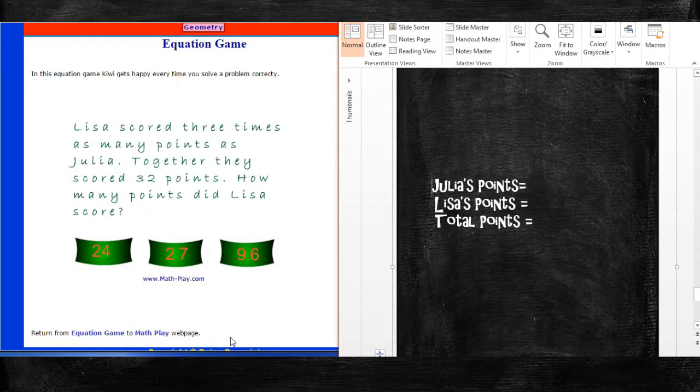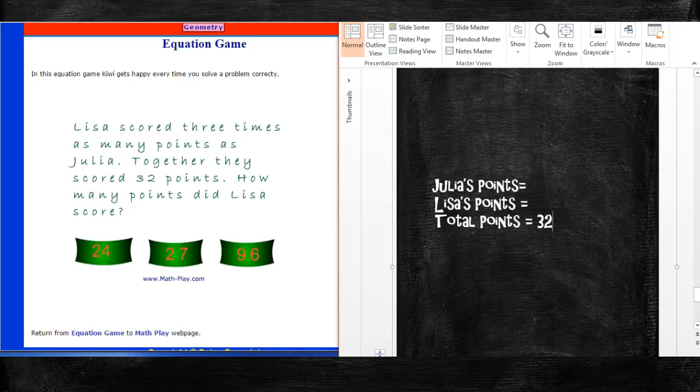Let's play Kiwi's equation game to solve a word problem. Lisa scored 3 times as many points as Julia. Together they scored 32 points. How many points did Lisa score? Well, first we need to find out what our knowns are. We know that together the total points was 32. So we will say 32.